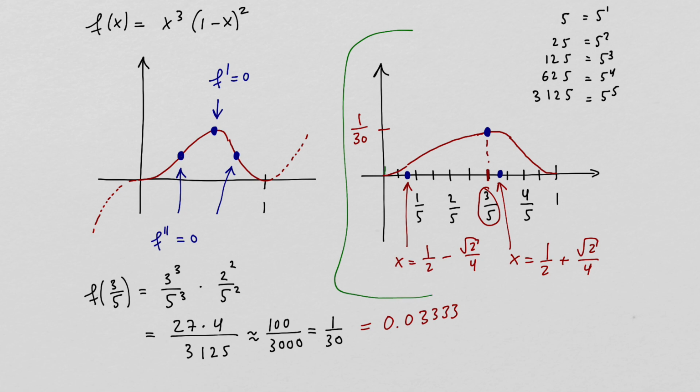The function will start from 0 and it will be increasing. Then there's an inflection point. The function will be increasing but slower and slower increasing. Then it will attain its maximum value. Then the function will be decreasing and there's an inflection point. The function will be still decreasing but more slowly and slowly decreasing, and then it will steadily go to 0 here.